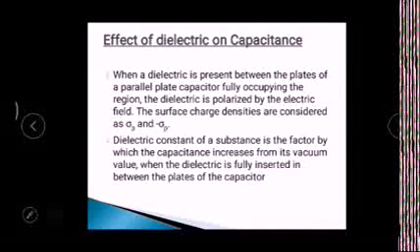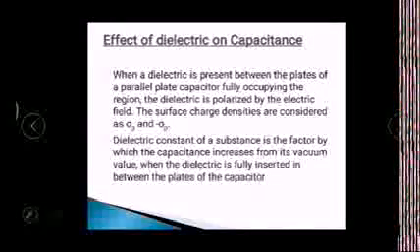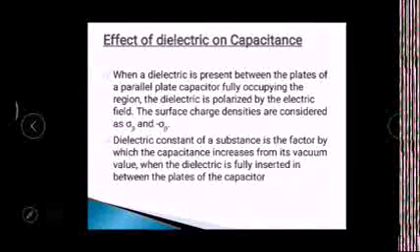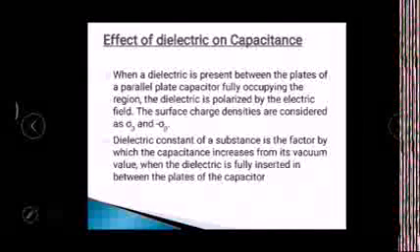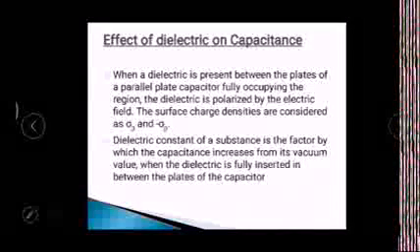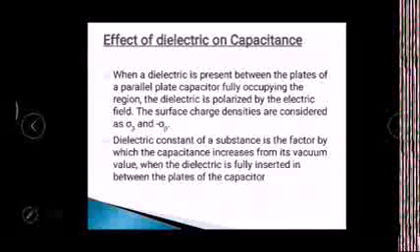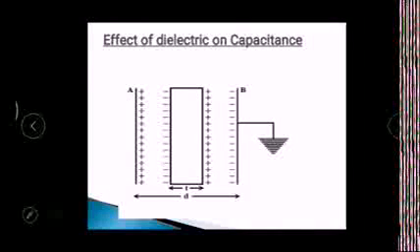The dielectric constant of a substance is the factor by which capacitance increases from its vacuum value. So the more the dielectric constant of the medium placed, the more will be the effect on capacitance. So by placing this dielectric slab, we decrease the value of electric field in the dielectric, and since electric field is decreasing, potential also decreases, and a decrease in potential will increase the capacitance.